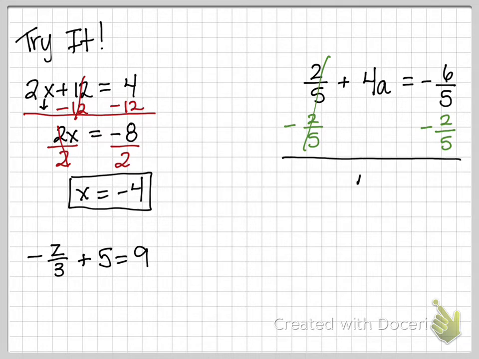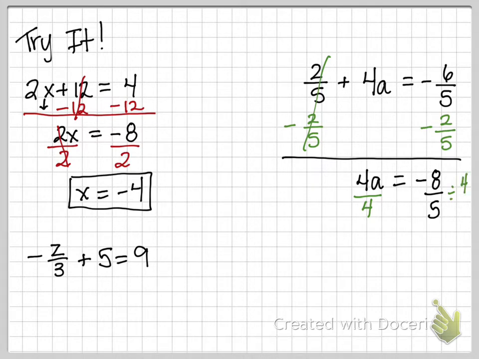Then bring down everything that we didn't use, the 4a, the equal sign, and I'll do my math. Negative 6/5 minus 2/5 is a negative 8/5. Then my last step, 4a means 4 times a. So to get rid of the 4, I need to do the inverse operation of multiplication, which is division. And if I divide by 4 on one side, I need to divide by 4 on the other side.